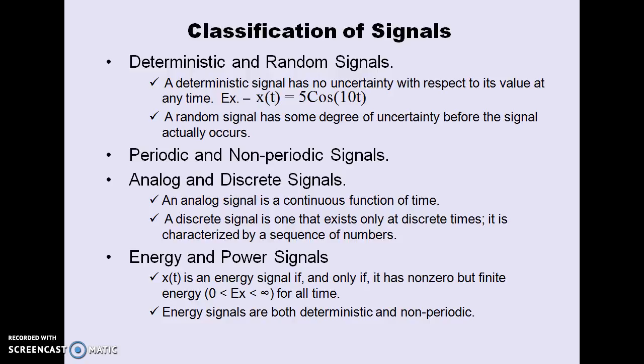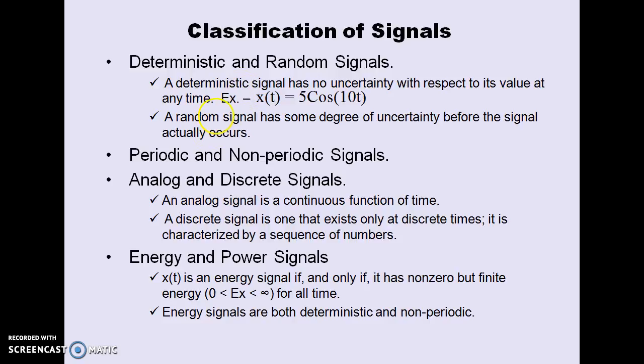First, there are some classifications of signals. Different types of signals are available in the world. The first classification is deterministic and random signals. A deterministic signal has no uncertainty with respect to its value at any time. For example, x(t) is equal to 5 cos 10t; you will find a value for this signal x(t) at any time. A random signal has some degree of uncertainty before the signal actually occurs.